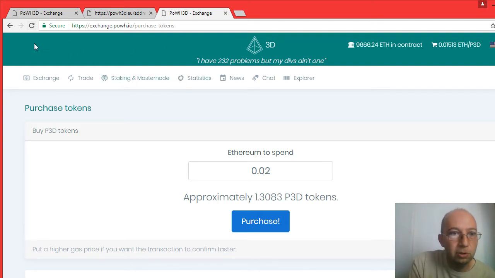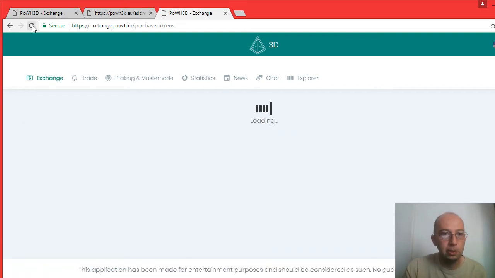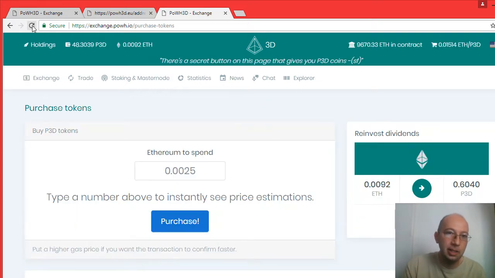And what we're going to see is holdings will appear over here, and profit or dividends, whatever it calls it. I'm surprised they didn't make up their own new word for it, because it isn't really, and yeah, it just says ether there. 0.0092. Now this is what I've earned since last night. Because last night I clicked reinvest so I can get a little bit more of the P3D coin. And this 0.0092 is what I earned.